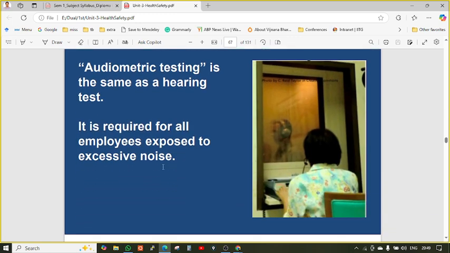Some automatic testing should be there for hearing loss. This is not for common people but for industrial persons who are mostly exposed in industry for 8 hours. These are particular tests to check whether the ear of this person is working properly or not. So audiometric testing is done for them.